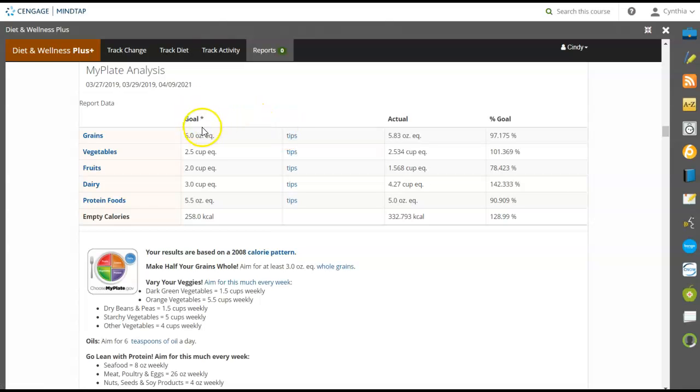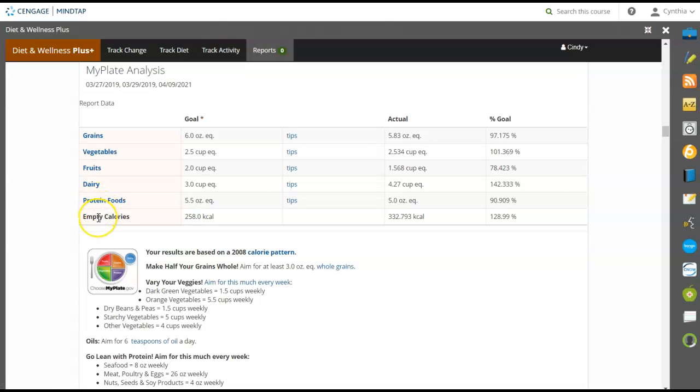Okay, so we have our recommendation or our goal. Then we have our actual, which is what the computer has calculated based on what I told it I ate. And then again, we're back to this idea of a grade, right? So if you look at this, I've got a really nice grade for grains, a really nice grade for vegetables. Not a perfect grade for fruit. High grade for dairy, high grade for protein, and you're going to get into what these are with your instructor. I'm not getting into them.